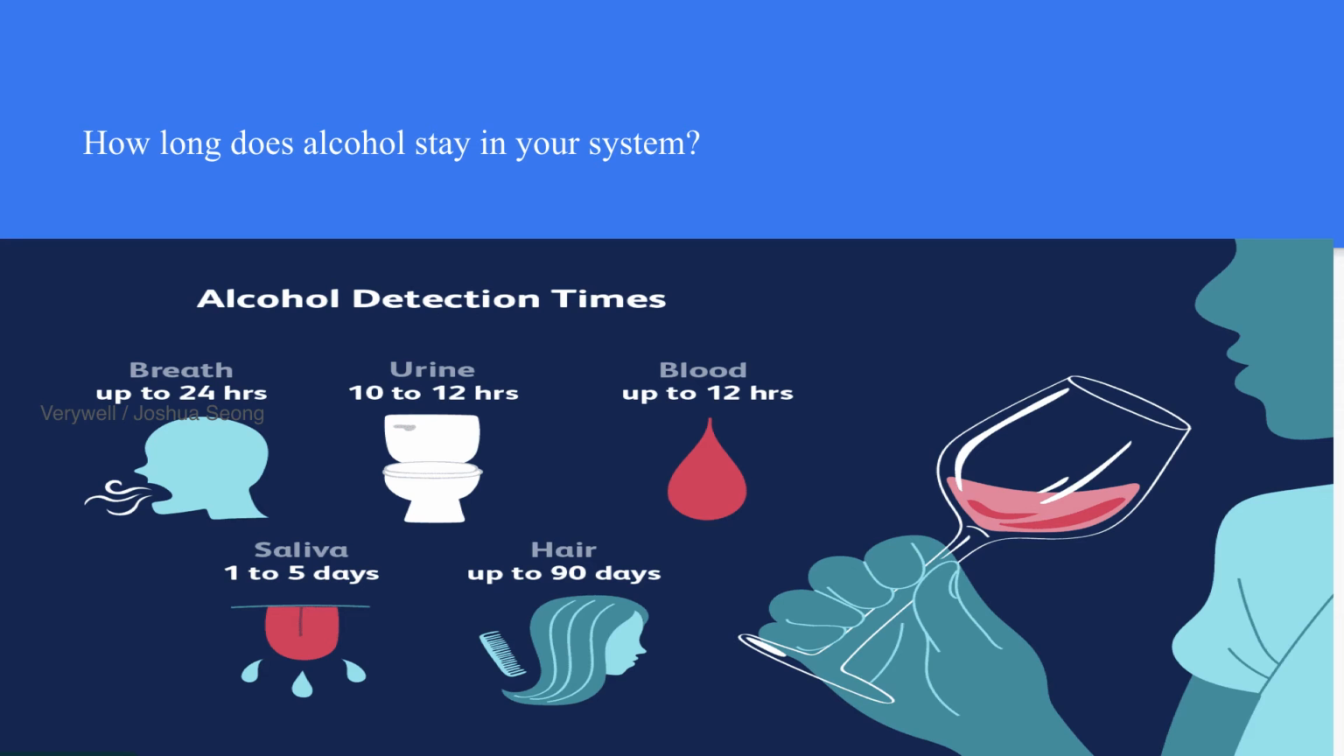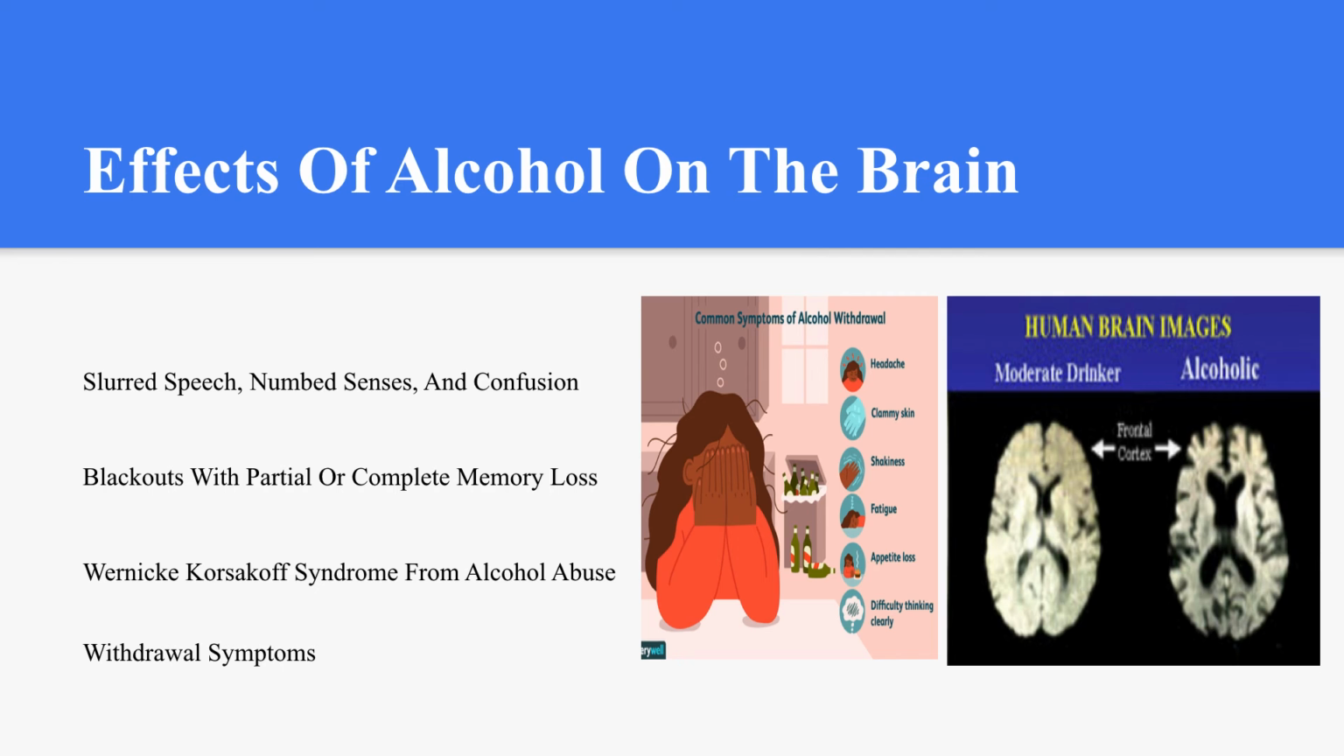This slide mentions how long alcohol stays in your system. Alcohol detection times are: breath up to 24 hours, urine 10 to 12 hours, blood up to 12 hours, saliva 1 to 5 days, and hair up to 90 days.